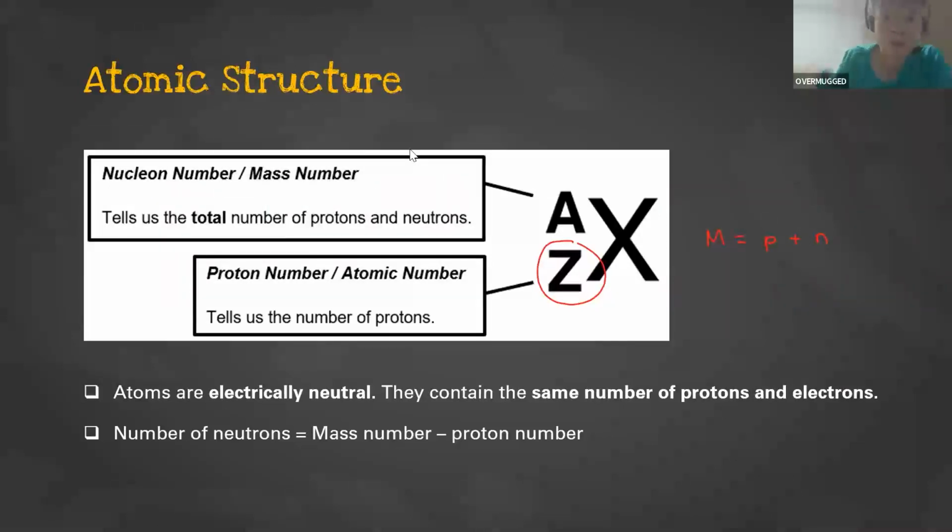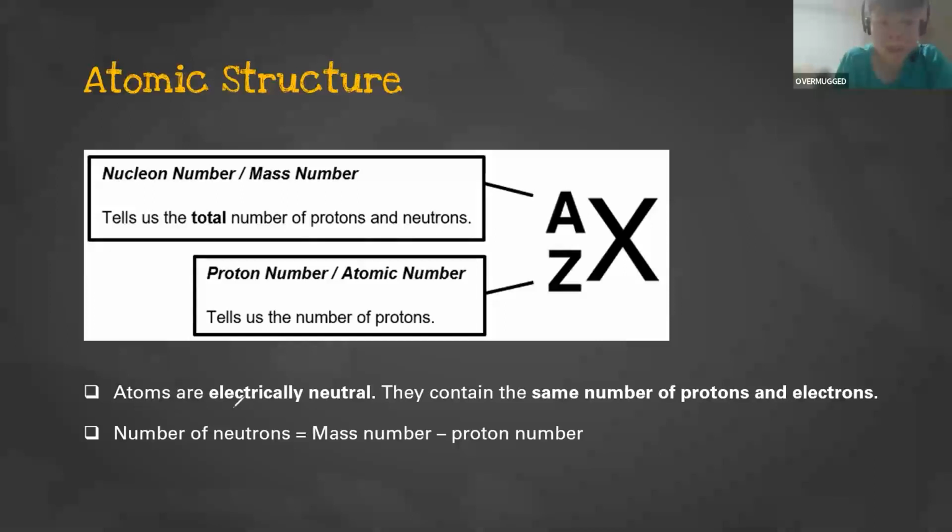Okay, and then, yep, I was mentioning about this. Proton number and atomic number tells us the number of protons this atom has. For combined science chemistry, very, very rarely the number of protons change.